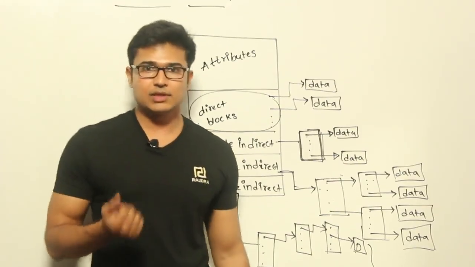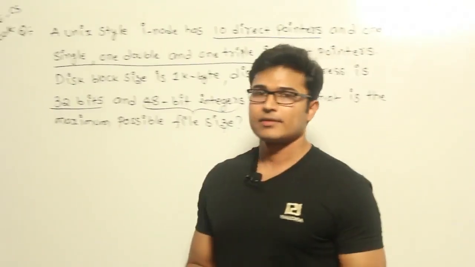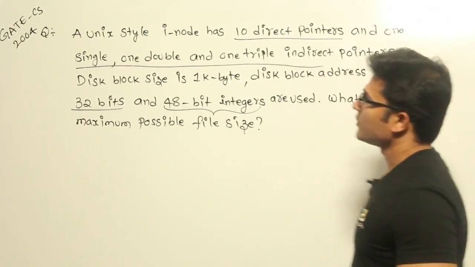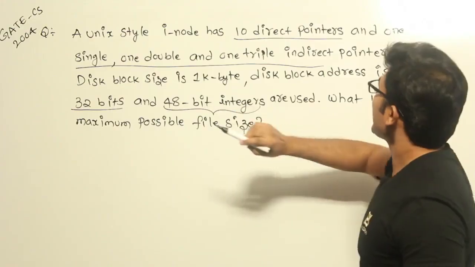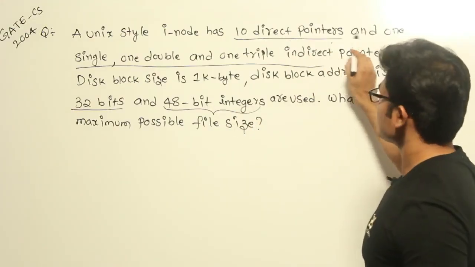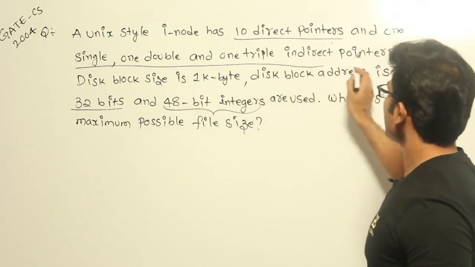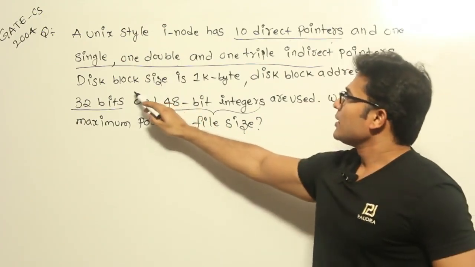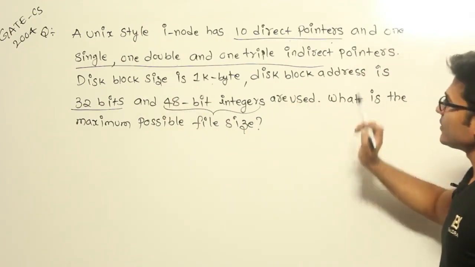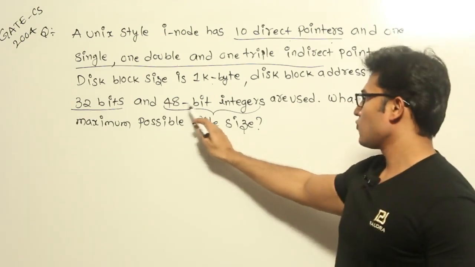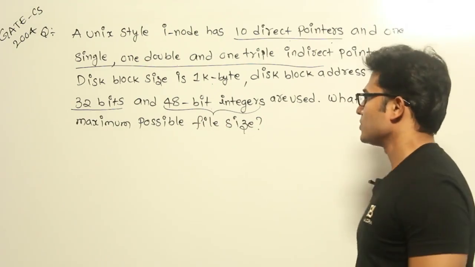Now one question is given in GATE based on that. Let's see that question. See, this is given in GATE 2004 computer science paper. A Unix style inode has 10 direct pointers and one single, one double and one triple indirect pointer. Disk block size is 1 kilobyte. Disk block address is 32 bits and 48-bit integers are used. What is the maximum possible file size?